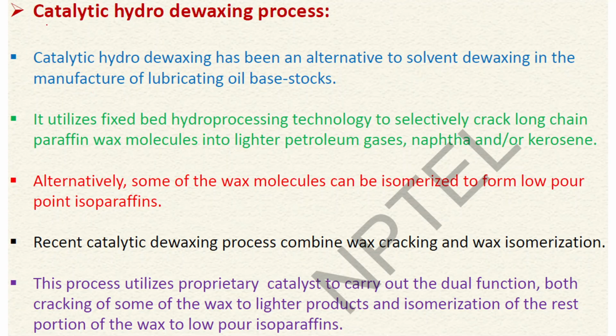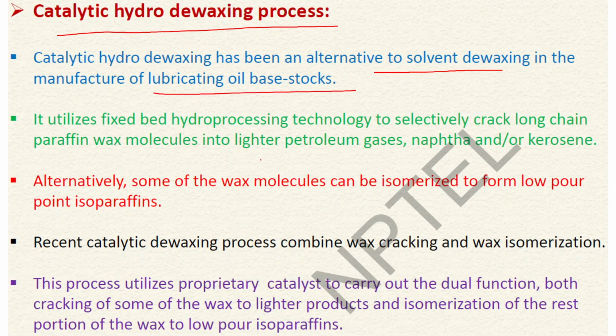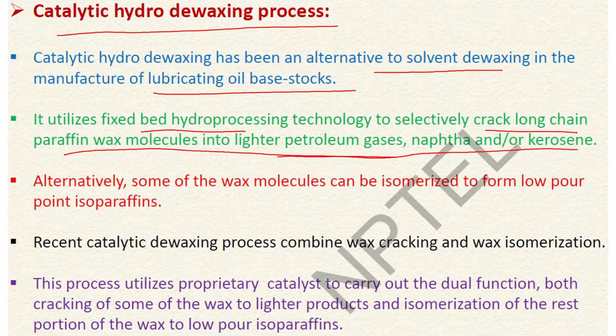Coming on to the next procedure, which is the third type, the catalytic hydrodewaxing process. Catalytic hydrodewaxing has been an alternative to solvent dewaxing in the manufacturing of lubricant oil base stocks. It utilizes fixed bed hydroprocessing technology to selectively crack long chain paraffin wax into lighter petroleum gases, naphtha or kerosene. As I told, it cracks paraffin wax molecules into lighter distillate fractions, that is lighter petroleum gases or naphtha or kerosene. Alternatively, some of the wax molecules can be isomerized to form low pour point isoparaffins.